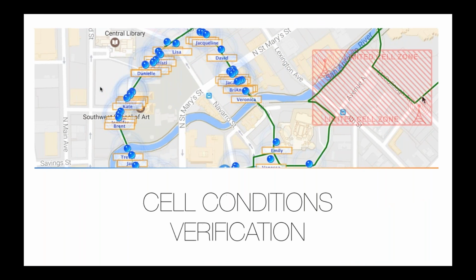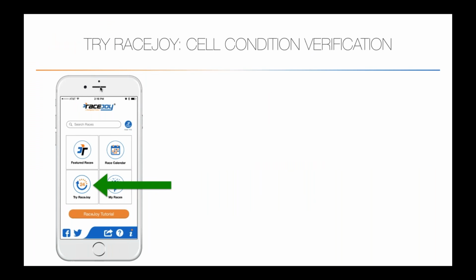Now let's cover how you can verify the cell conditions on your course. You can use RaceJoy's Try RaceJoy feature to test the cell conditions along your course path. And Try RaceJoy will allow you to track yourself or someone else. So you can have someone else set it up and track them, or you can track yourself, or whatever you'd like to do. Races will use this and drive the course to determine any trouble spots if they think that they may have a trouble spot.